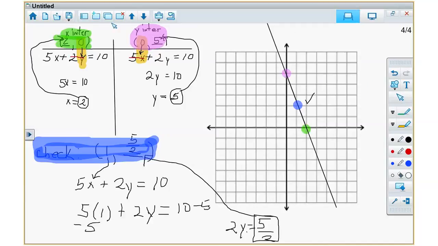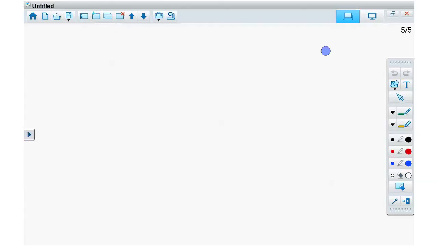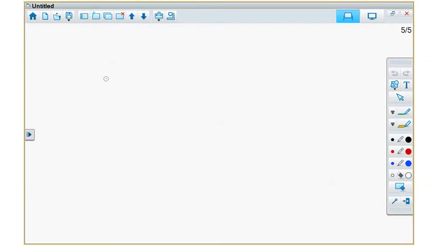Okay, let's do one more. Y'all ready? Let's throw a negative in there. Negative 3x minus 4y is equal to 12. That's what you're going to be given. And the directions are going to say graph using what? The intercepts.